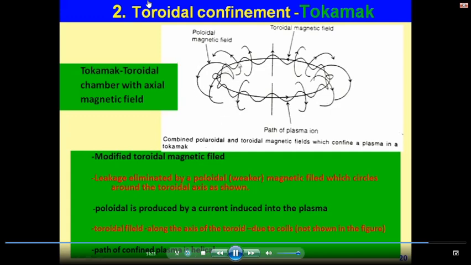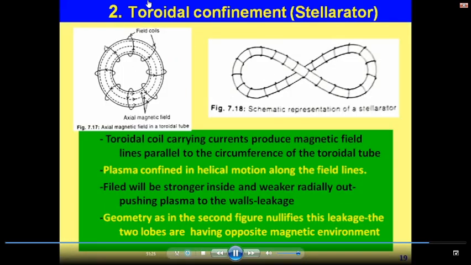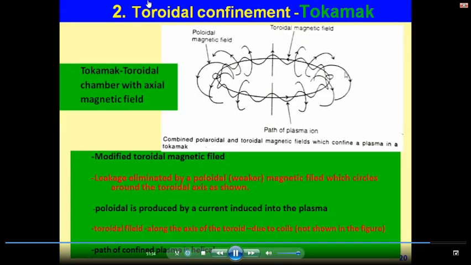This poloidal magnetic field just encircles the poloid so that the particle cannot escape to the boundary. So these two magnetic fields used together is actually the tokamak. So this path of confined plasma is helical.